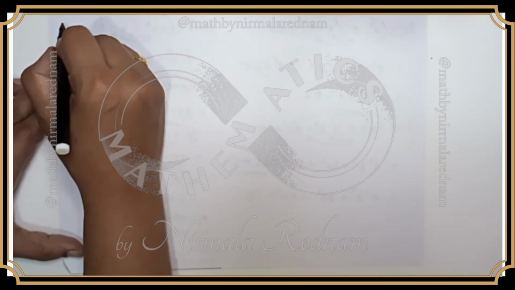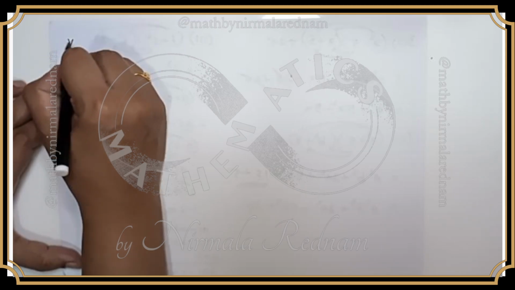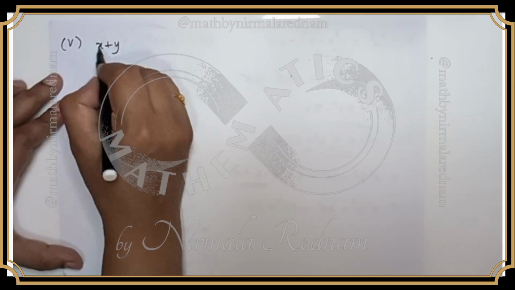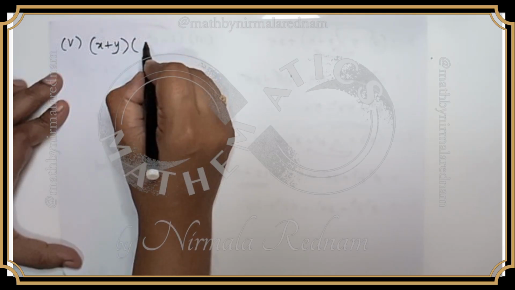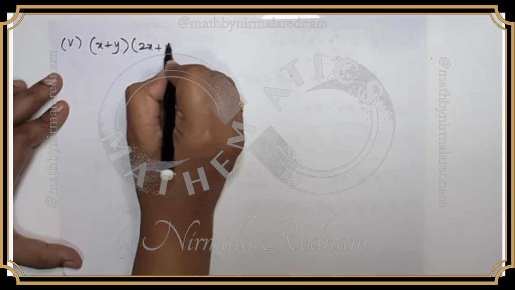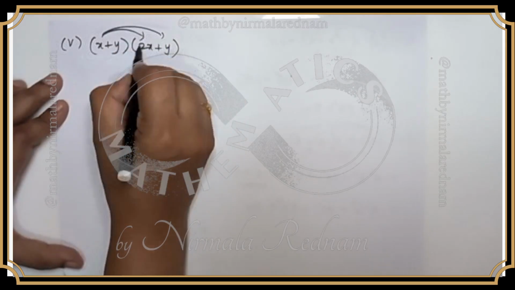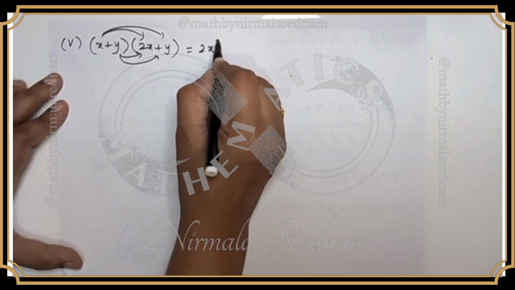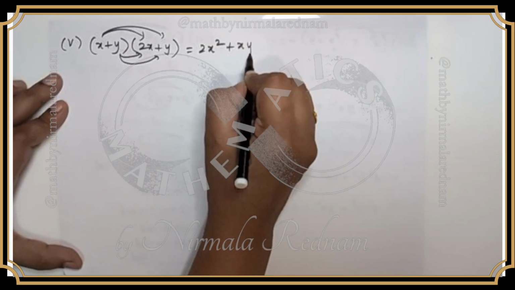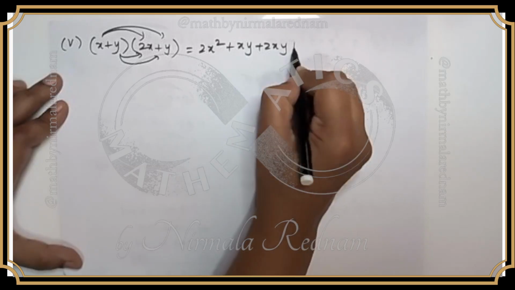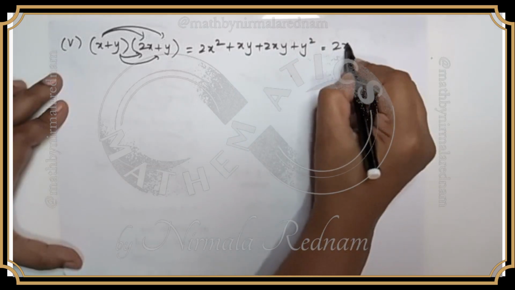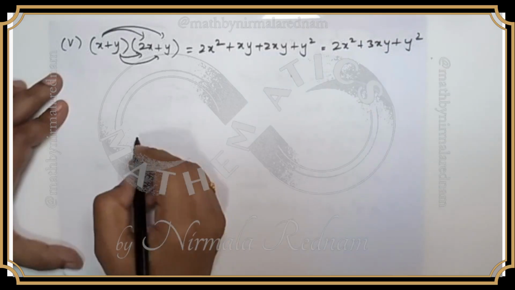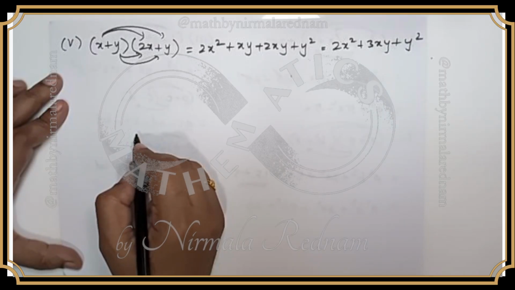Next, fifth question. I have x plus y into 2x plus y. Okay, and then they're adding another. Let's first find this out. x into 2x is 2x square plus xy plus 2xy plus y square. So when I simplify it, I get 2x square plus 3xy plus y square. Right? This is my first term.